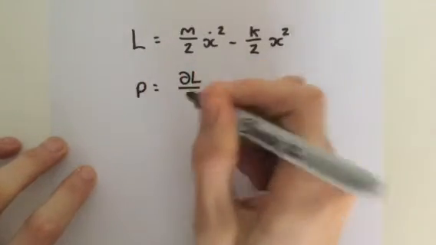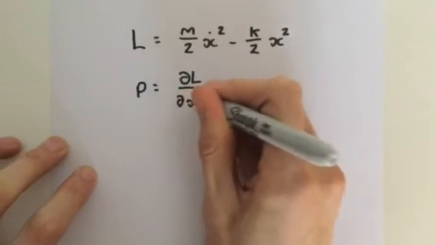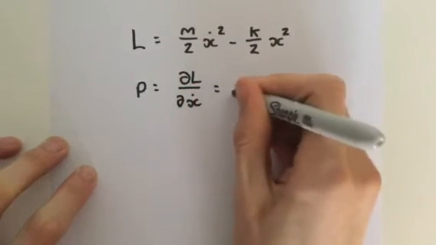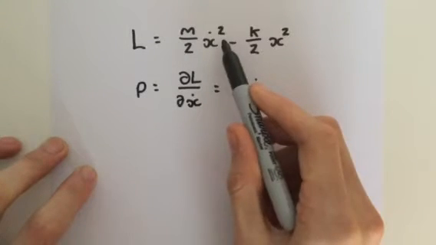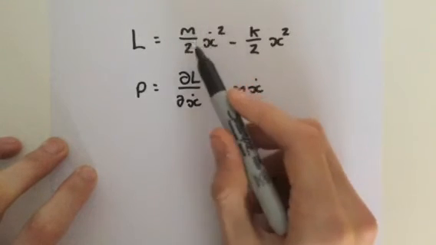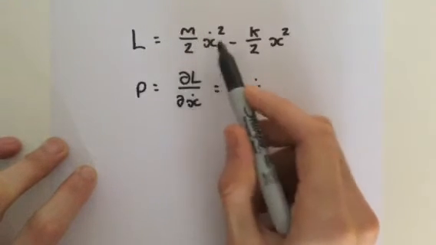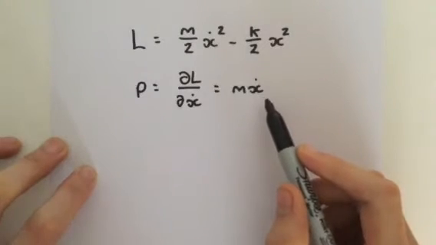L, which is the Lagrangian, with respect to velocity x dot, which is simply mx dot. Okay, because we use the power rule for derivatives, we bring the 2 down, that cancels with the 2, so we simply get mx dot for our Lagrangian.